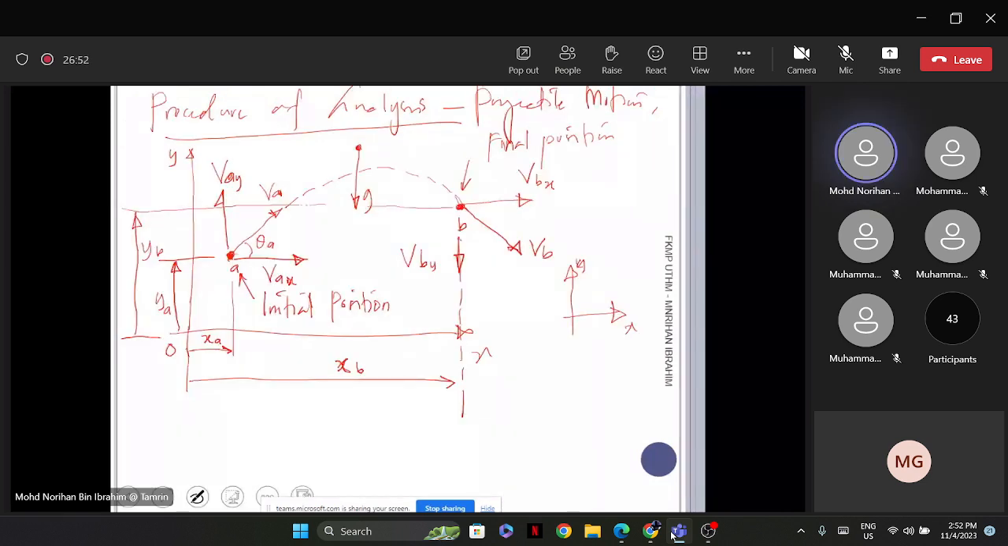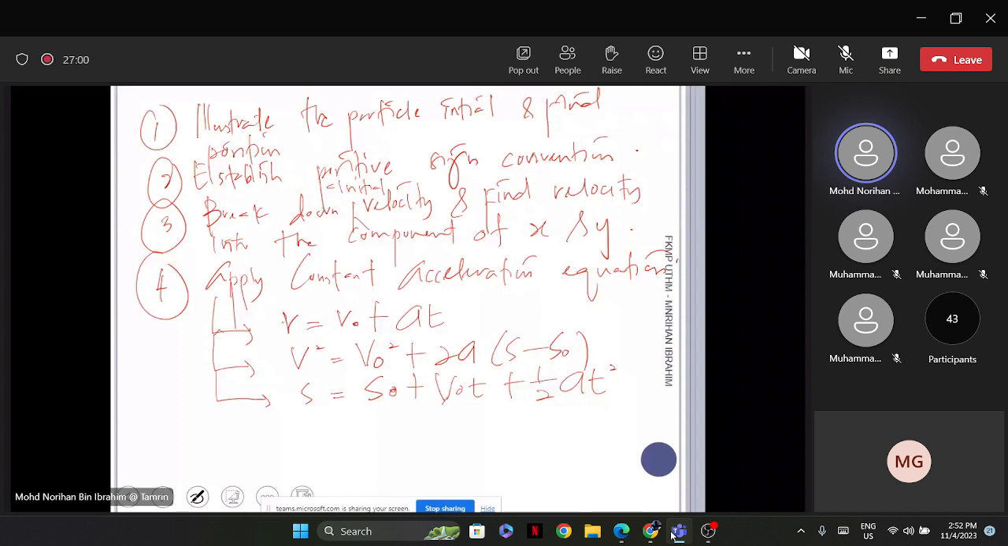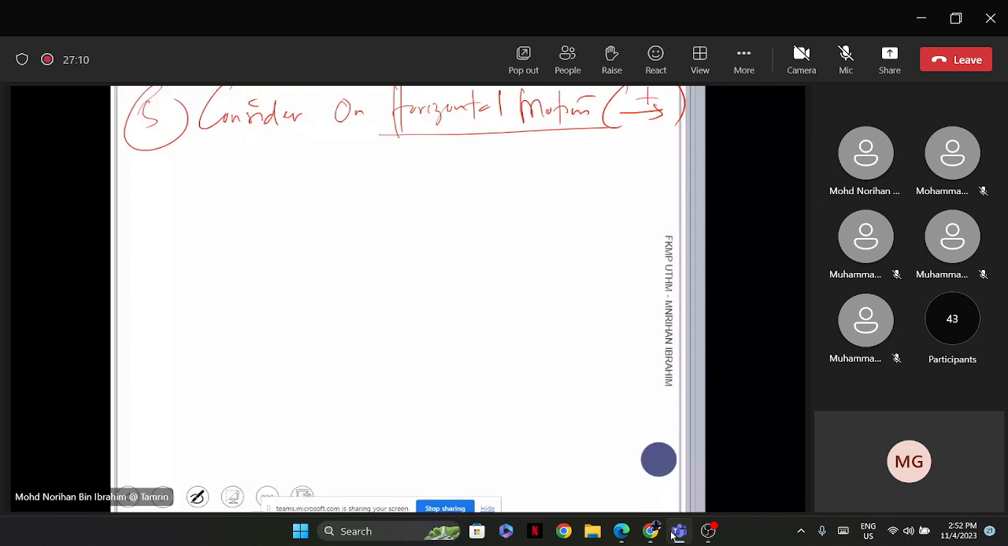Applying these three equations of step number 4: v is equal to v naught plus at, v square is equal to v naught square plus 2a, s minus s naught. And the third one is s is equal to s naught plus v naught t plus half a t to the 2. Let's consider the first one, v is equal to v naught plus at. If we consider these horizontal motions, everything needs to be put into the x component, x direction.